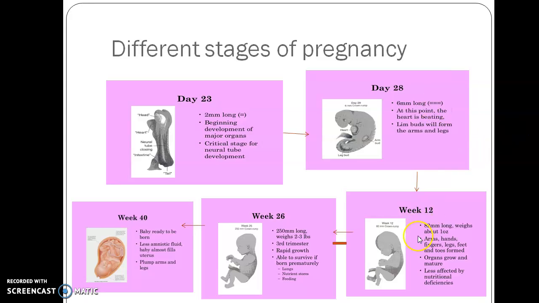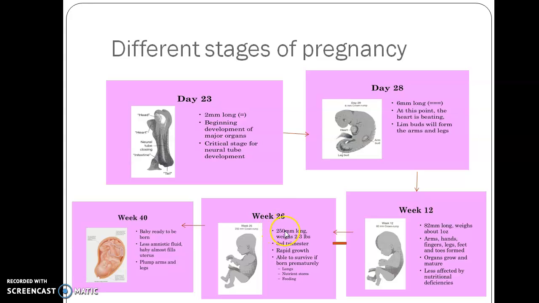By the next week, that is week 12, the fetus will reach about 82 millimeter long, and the arms, legs, the feet, fingers, toes are formed. Organs grow and mature. It will be less affected by the nutritional deficiencies, and so this is the stage when the fetus needs the most nutrition.